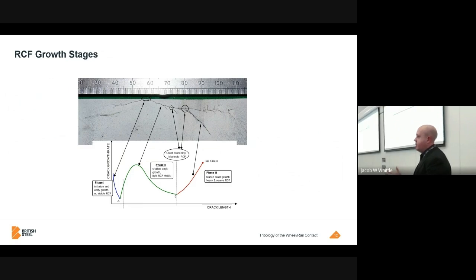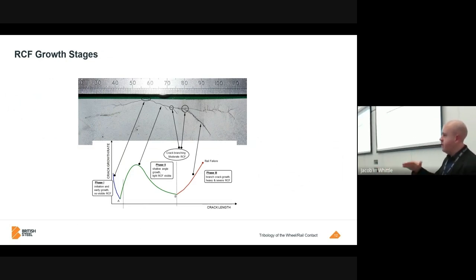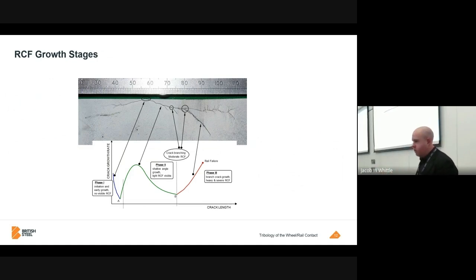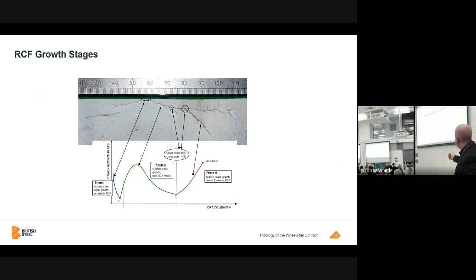The rule with cracks, and I can't remember if it's Paris law or something, is that the longer the crack gets, the quicker it grows. So you want to keep your cracks nice and short. If they're short, they don't really represent a problem, or they might not anyway. But we'll see in another example they can if there's too many of them. And the final stage of RCF crack growth is where you get the crack turning down here.